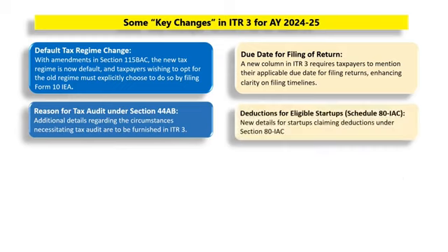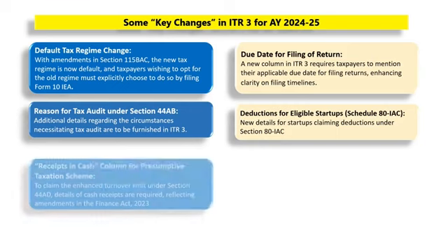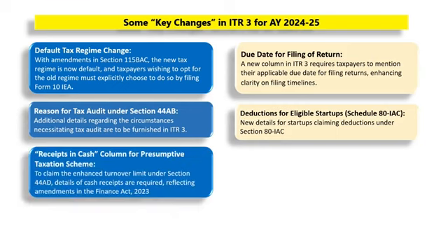For taxpayers who are eligible startups claiming deduction under Section 80-IAC, new details are required to be provided in Schedule 80-IAC. To incorporate the changes in the Finance Act 2023 and to claim the enhanced turnover limit under Section 44AD, the taxpayers are required to give the details of receipts in cash column for the presumptive taxation scheme.